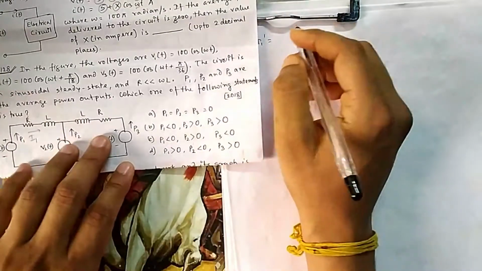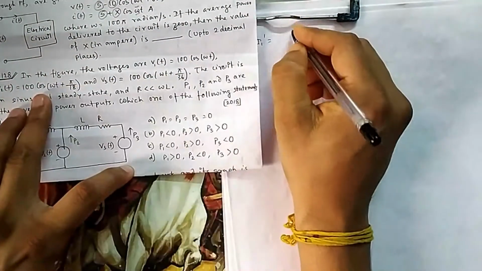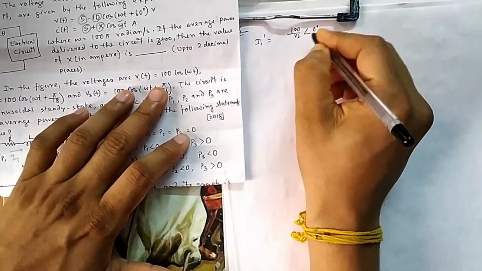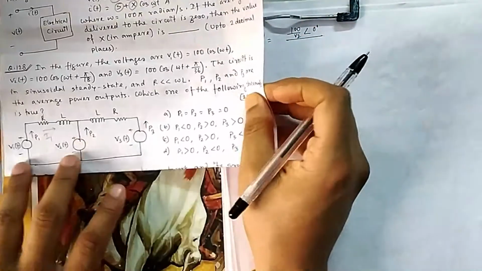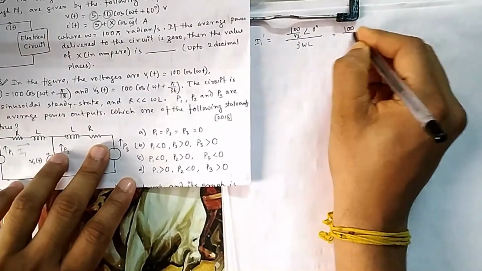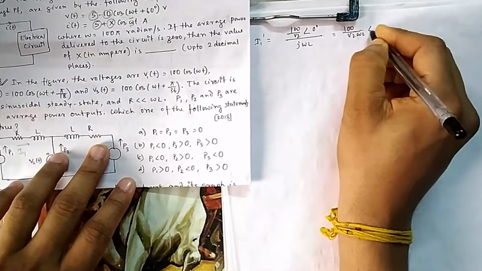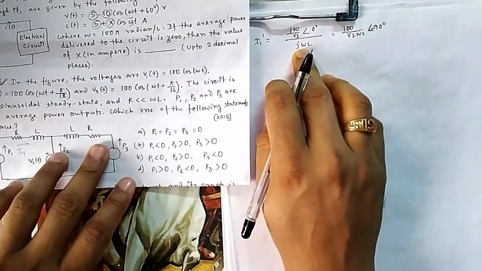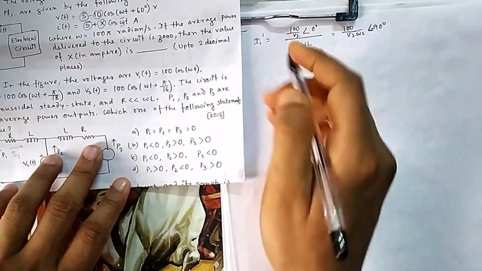So here it will simply be V1, which is 100 by root 2 at angle 0, divided by j omega L. If you do it, it will be 100 by root 2 omega L at an angle of minus 90, since j is 90 and it is in the denominator. So this is I1 dash.